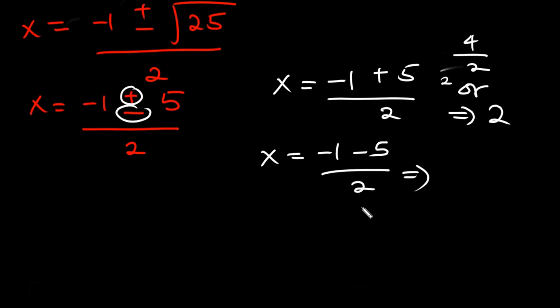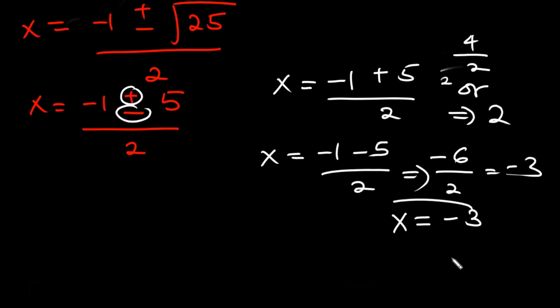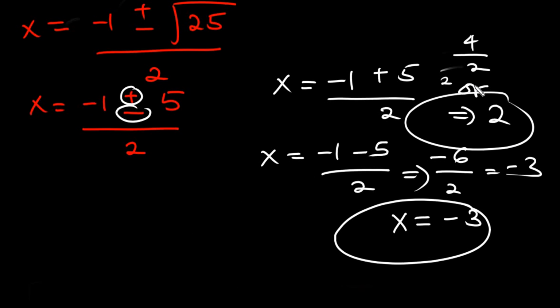What about this other one? Negative 1 minus 5 is negative 6. Divided by 2 is negative 3. So the other value of x is negative 3. So we have found both values of x.